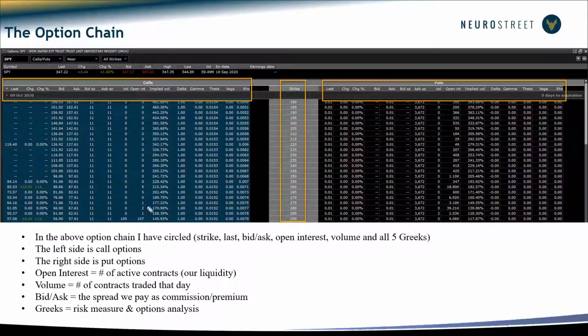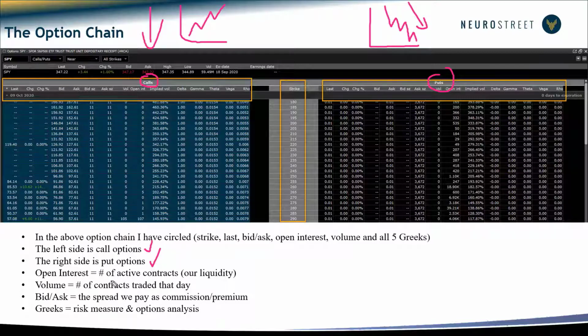A second here. So call options are on the left, and as a buyer, that's bullish. Right? We want to be buying call options if we are bullish on the stock. Okay? The right side is puts. We want to be buying puts if the stock price is expected to drop.